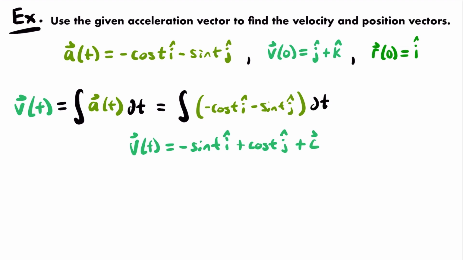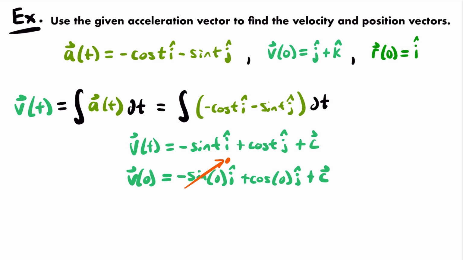So what we can do is plug 0 into what we have so far for the velocity vector, and then we'll set it equal to what it should be equal to and solve for the vector constant. All right, so v of 0 is equal to negative sine of 0 times i plus cosine of 0 times j plus c. Now, sine of 0 is 0, so this term is just gone. That goes to 0. But then cosine of 0 is equal to 1. So we'll just be left with j. All right, so v of 0 is equal to j plus c.